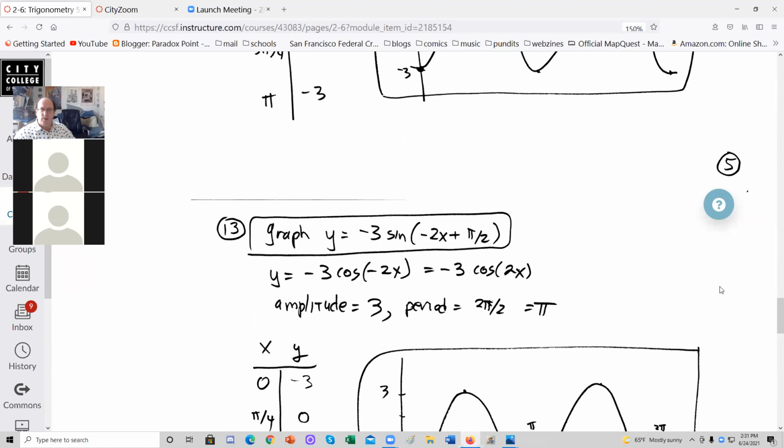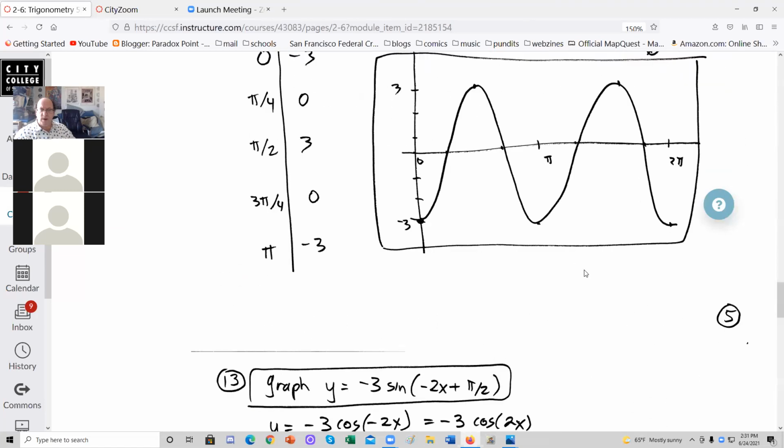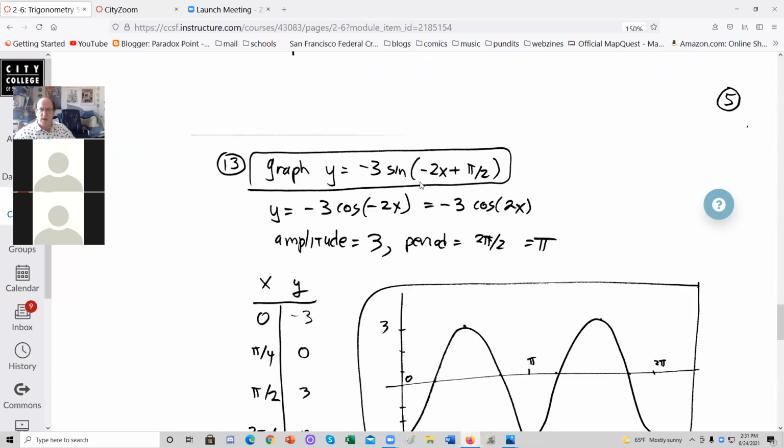Here's y equals negative 3 sine of negative 2x plus pi over 2. Again, we have sine of angle plus pi over 2, and sine of angle plus pi over 2 is cosine of that angle. So we rewrite this: minus 3 sine of negative 2x plus pi over 2 is the same thing as minus 3 cosine of negative 2x. Then we use the fact that cosine is an even function. It absorbs the negative sign. So minus 3 cosine of negative 2x is minus 3 cosine of positive 2x.